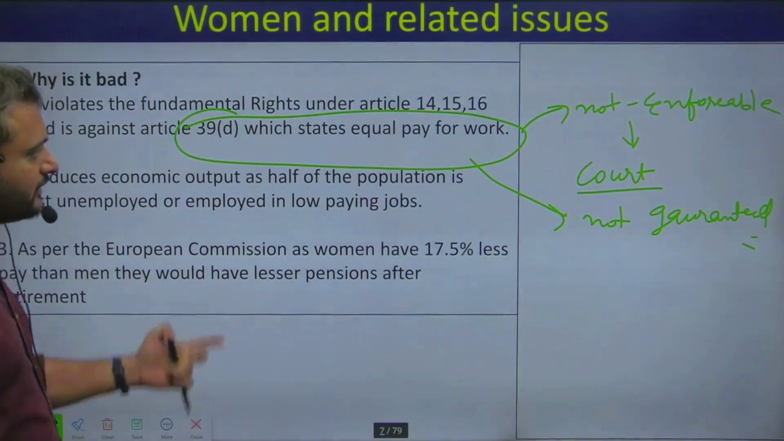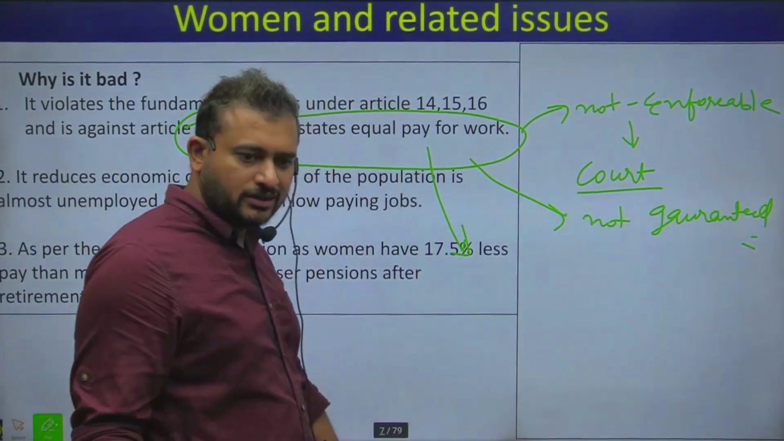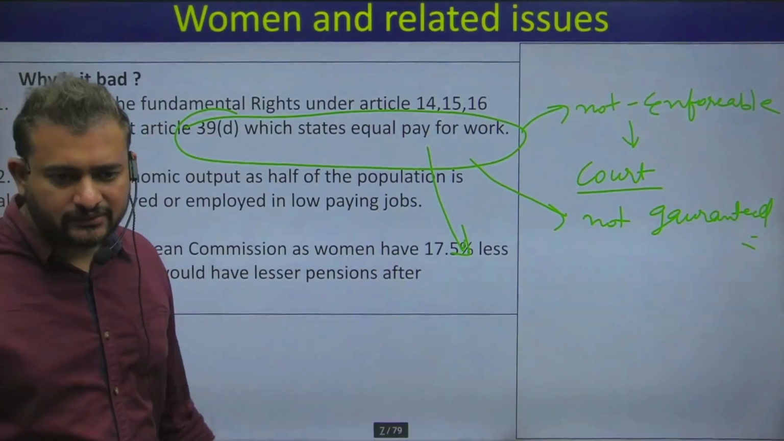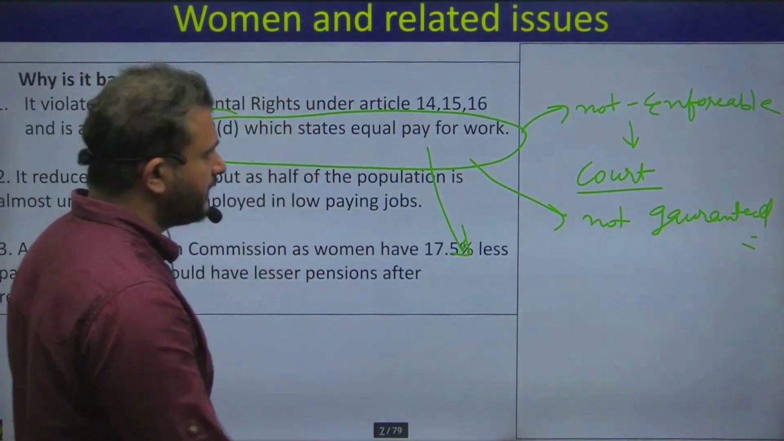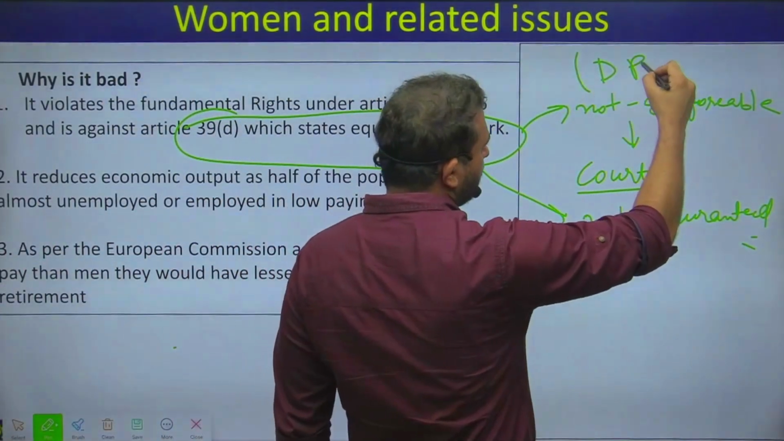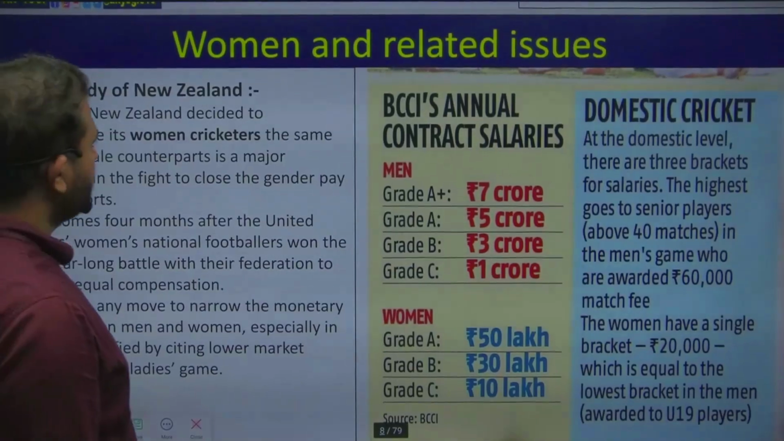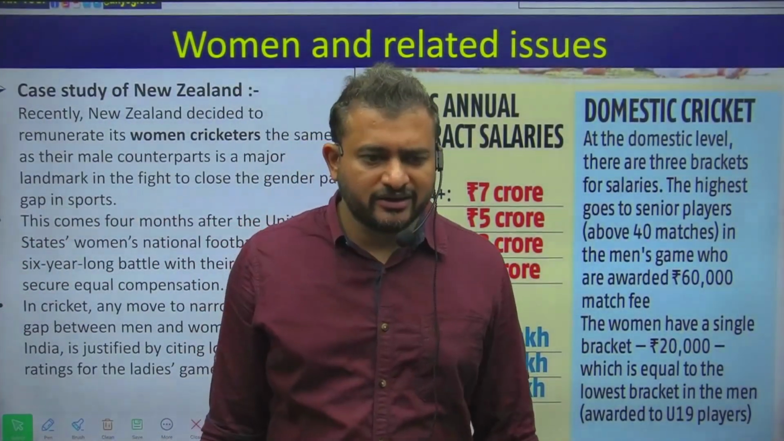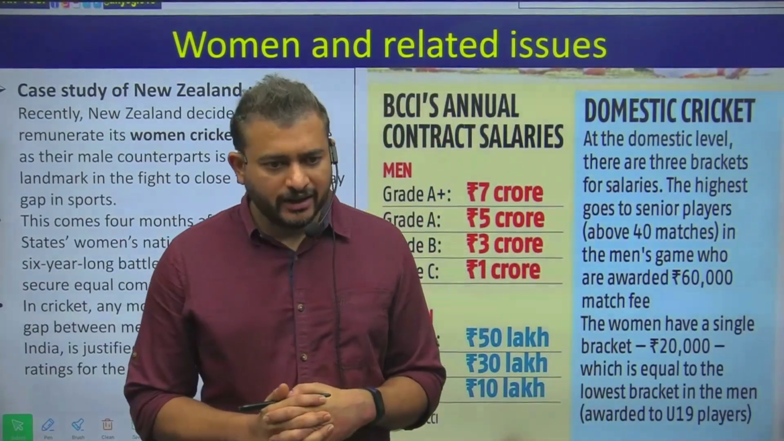So that is the legal cause I'm telling, and the social cause is definitely whatever you said: lack of awareness, lack of opportunities, all these things. So DPSPs are not enforceable. In the light of that concept, women should get equal payment to what males are getting.